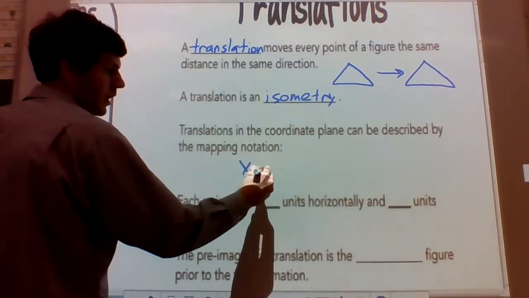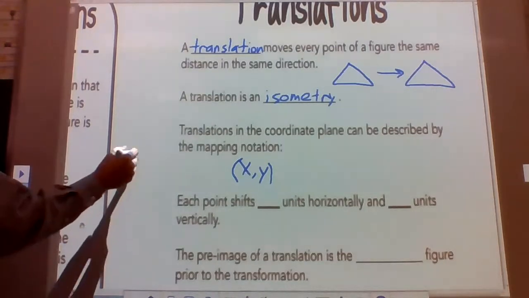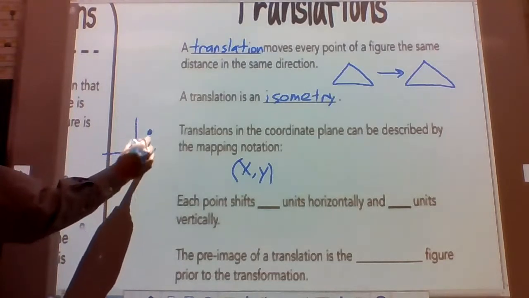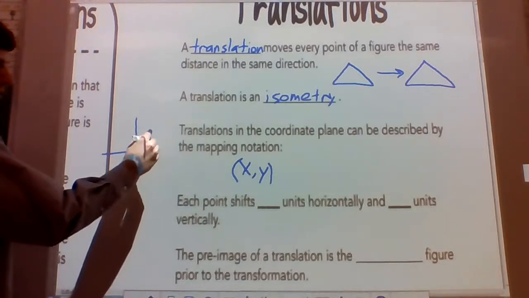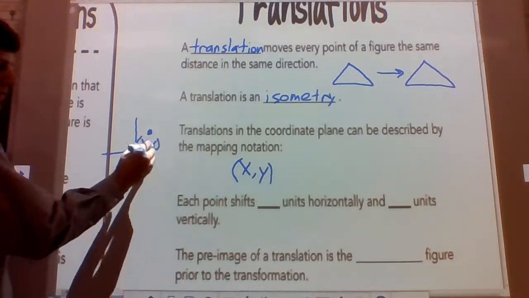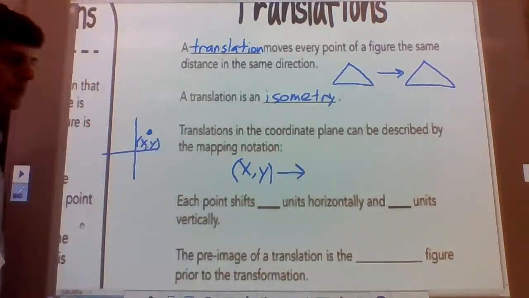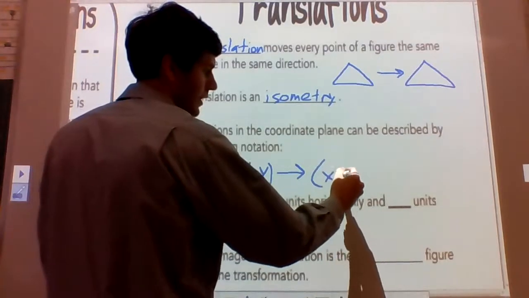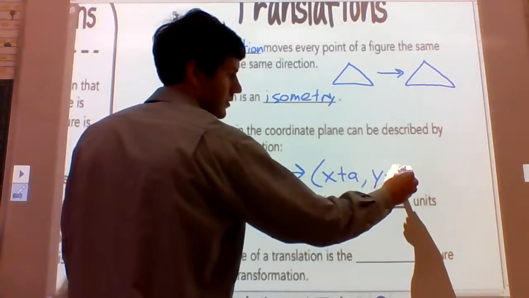We have x, y. In all of our problems, we're going to be dealing with the xy plane, the coordinate system. Every point on here is going to have an x and a y value. Maybe this point here is x, y. But we want to translate it, so we're going to map it. X is going to get mapped to something like x plus a, and y to y plus b.